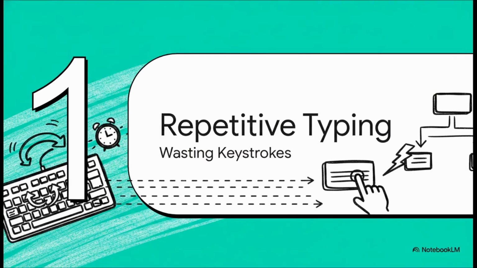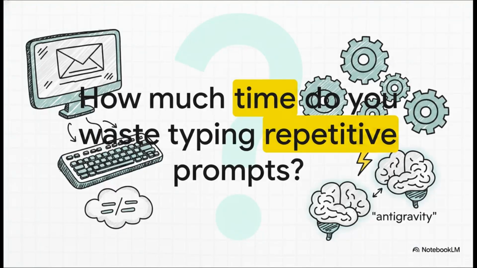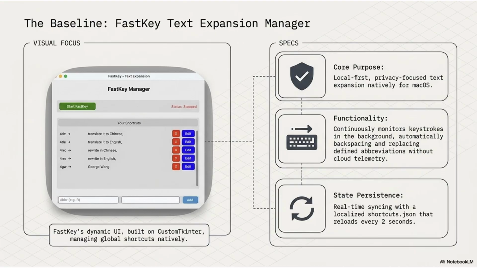All right, section 1, the repetitive typing problem, wasting keystrokes. Let's start right at the surface with a frustration that, honestly, we literally all deal with every single day. Seriously, ask yourself, how much time do you waste typing the exact same AI prompts, standard email replies, or code snippets day in and day out? You're just typing them over and over. Now imagine if you could literally get all those keystrokes back so you could focus on your actual deep work. That friction, that is exactly what inspired FastKey.